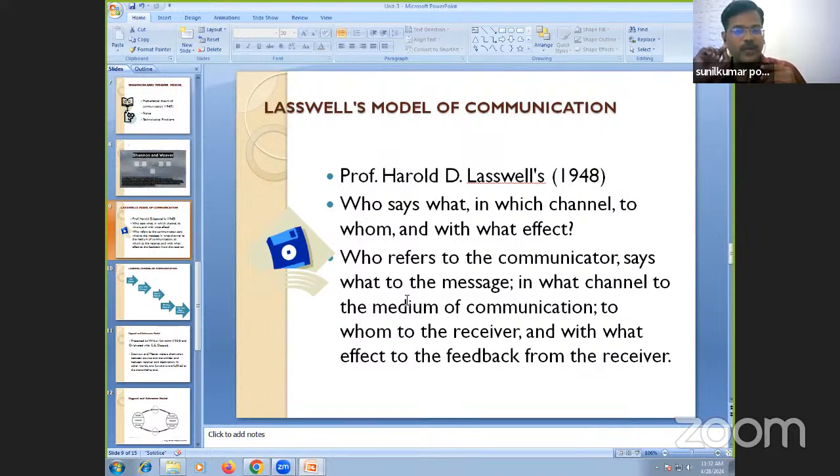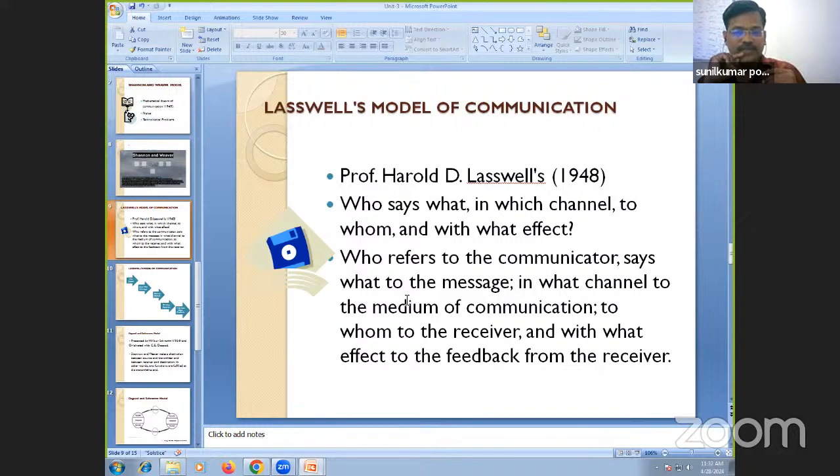Who refers to the communicator, says what refers to the message, in what channel refers to the medium of communication, to whom refers to the receiver, and with what effect refers to the feedback from the receiver.